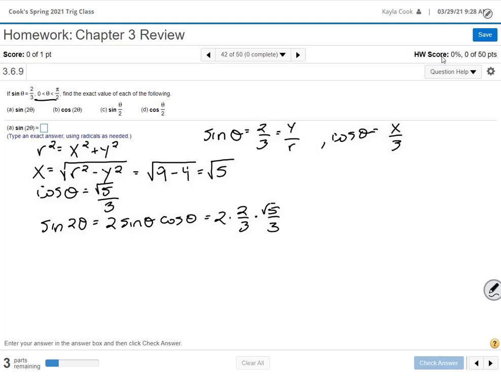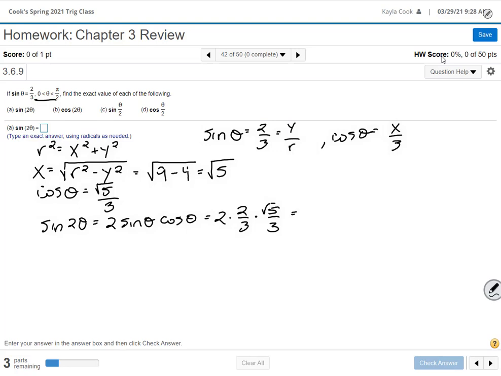Now at this point I look at my blue text and it says type an exact answer. So unfortunately this means I cannot necessarily use my calculator. I'm just going to have to multiply this out by hand. Because of this square root of 5, my calculator is not going to give me a nice answer. It's going to try and give me a decimal. But I just multiply.